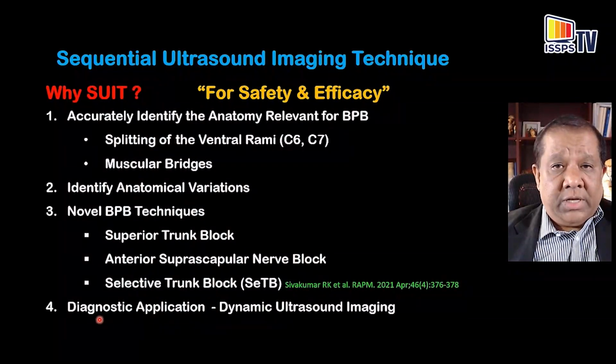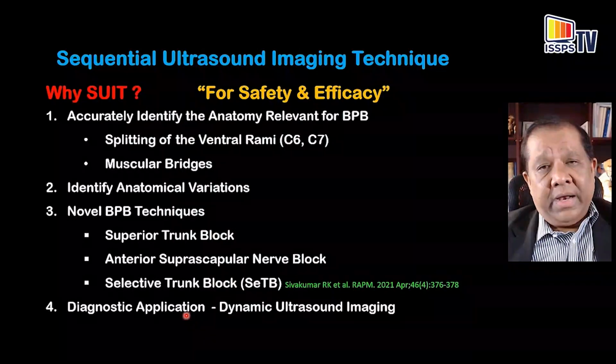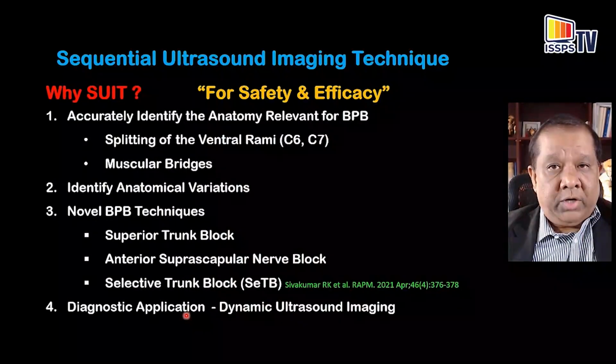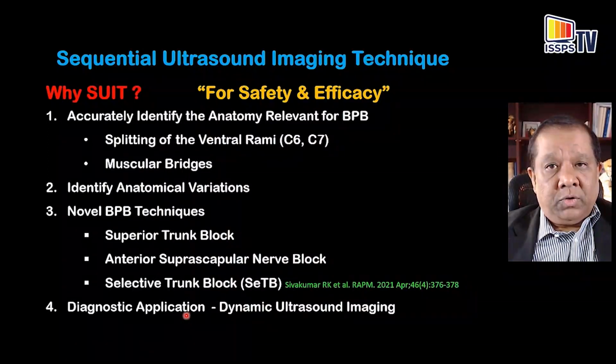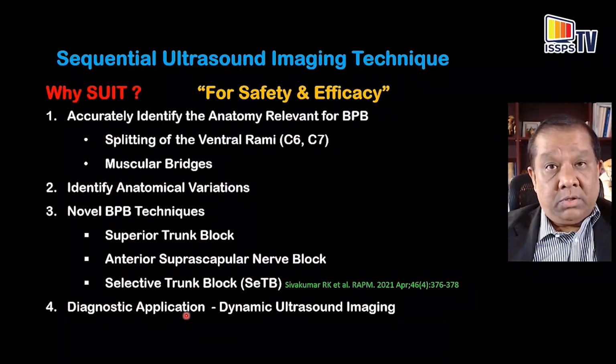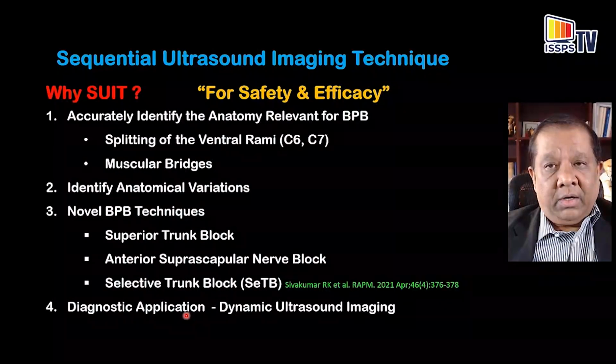It may also have diagnostic application. If you can accurately identify these various neural elements, then you can say that yes, there is a neuroma of the C5 ventral ramus or a neuroma of the superior trunk. It may also be useful for dynamic ultrasound imaging, when you are able to identify these structures and assess the dynamic effects of certain motor functions, muscular function, that are related to these neural elements. So it may have a role in the future to more accurately perform dynamic ultrasound imaging.